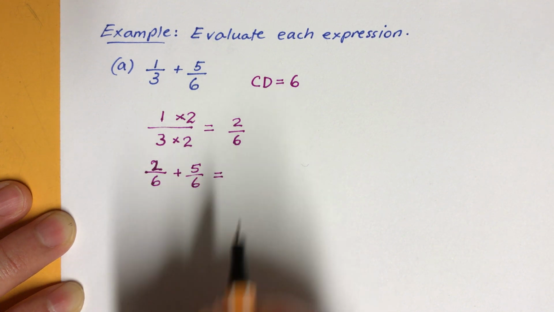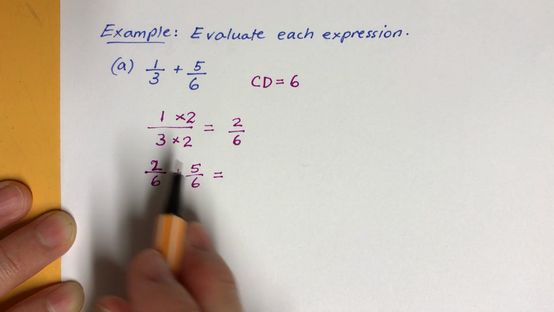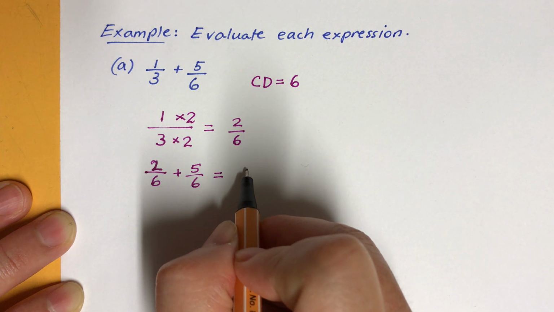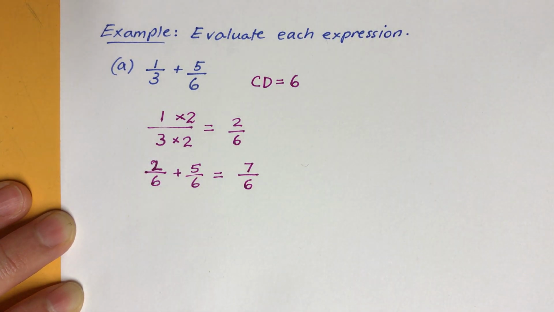Now, as you can see, we've got a common denominator. We don't have to worry about it now. So all you have to do is add the numerators together. So 2 plus 5 is 7 over 6. Okay. Now this is what we call an improper fraction, isn't it? Because the numerator is bigger than the denominator.